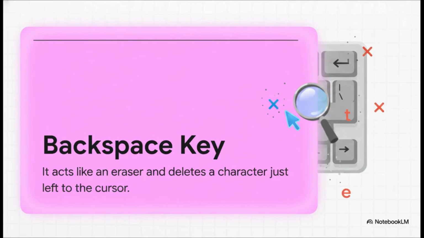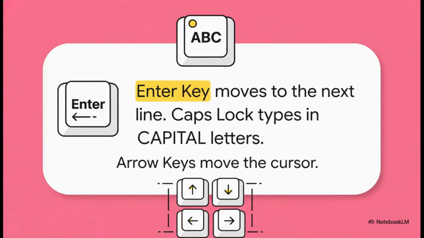Next is the backspace key. The text describes this one beautifully, saying it acts just like an eraser. It deletes a character just to the left of your cursor. Hey, we all make typos, so having a dedicated digital eraser means you can just back right up and fix mistakes on the fly. Now, these other special keys are all about formatting and navigating.